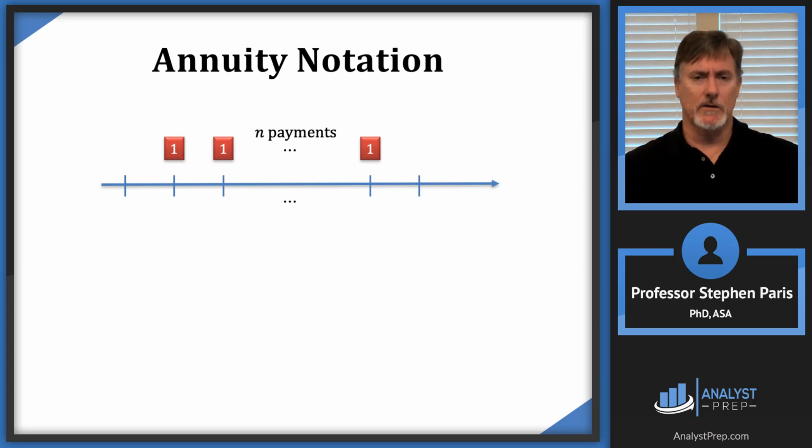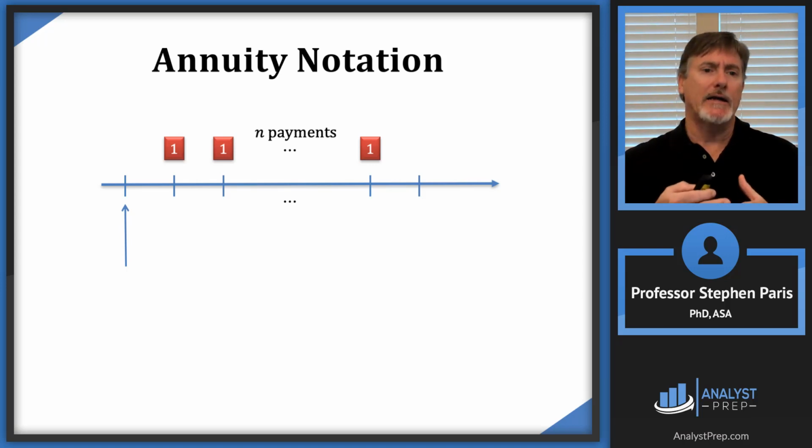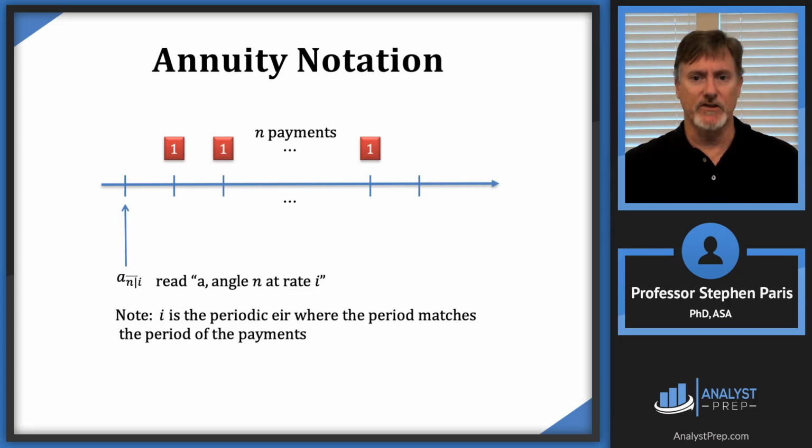What's shown here is a basic level annuity. And now, when I put an arrow like that, as I mentioned in the last learning video, this is my valuation date. And so I'm going to label the value of this basic level annuity at this valuation date with this symbol, and I'm going to read that as a angle n at rate i. So that's a angle n at rate i.